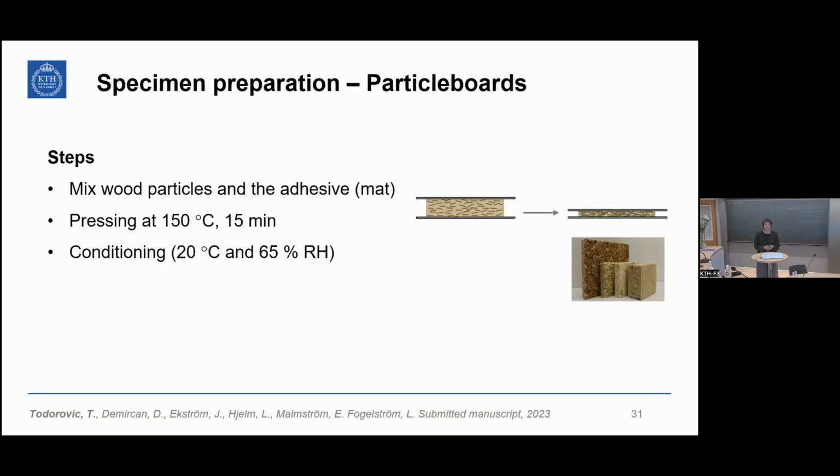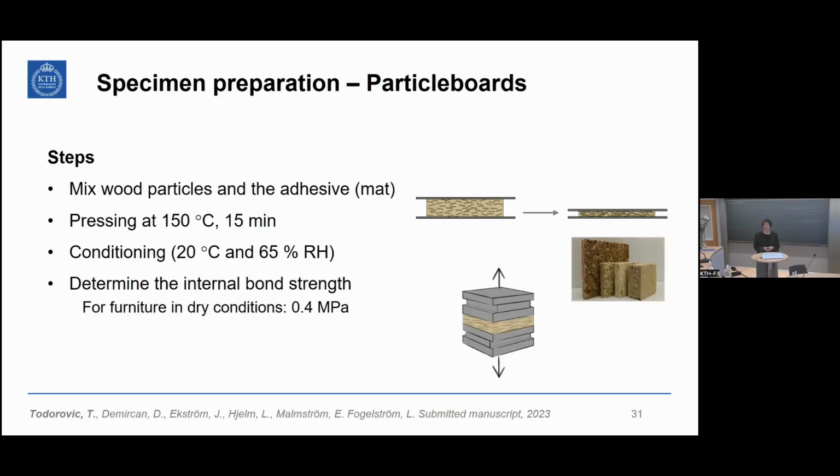We condition them until they have a constant weight, and then determine the internal bond strength. Similar to veneers, we try to separate them to see how strong these boards are. And just as an example, very common particle boards that are used for furniture in dry conditions should have the strength of 0.4 megapascal.